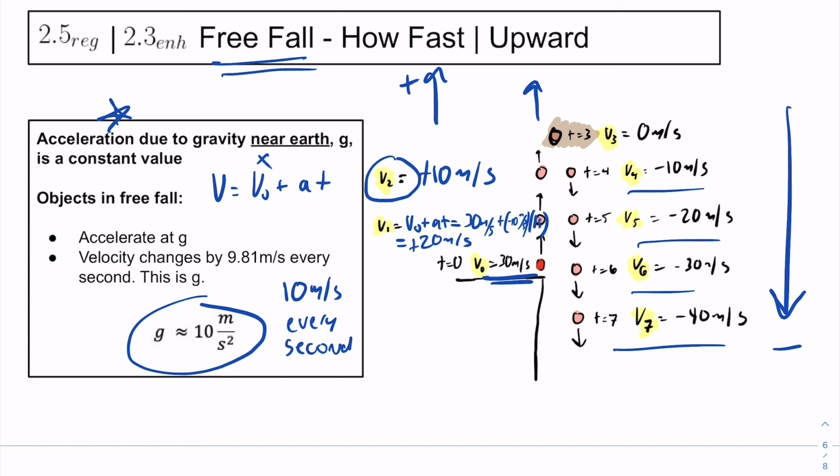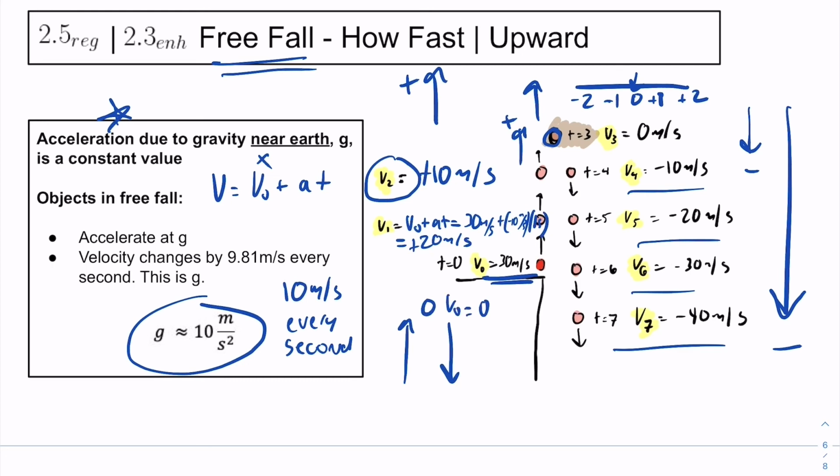All right, one last thing. At the peak of any trajectory, we have a transition from positive to negative, just like the transition on a number scale from 2, 1, 0, negative 1, negative 2. Whenever you have a change between positives to negatives, you must have a 0. So if we have an object that's going upwards, then downwards, at the peak, velocity is always equal to 0.